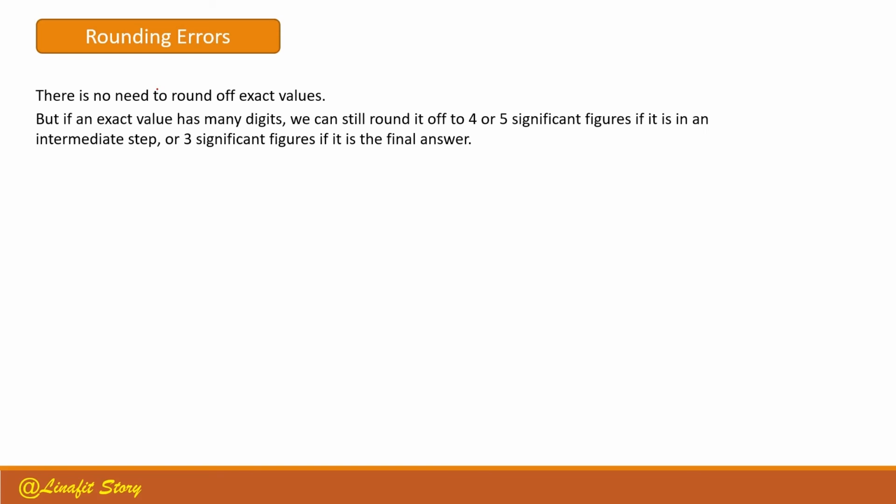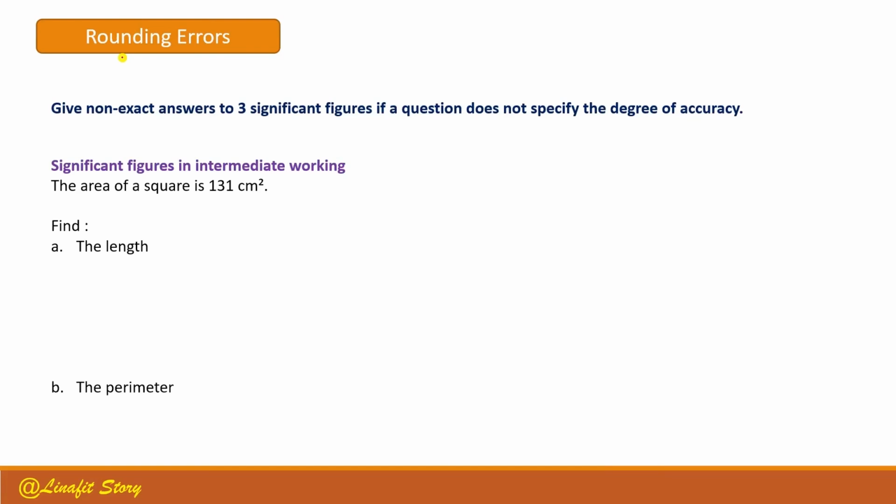This kind of error, which is due to rounding errors in the intermediate steps, is called follow-through error. Follow-through errors can occur if non-exact values in intermediate working are not rounded off to a sufficient degree of accuracy. Rounding errors give non-exact answers to 3 significant figures if a question doesn't specify the degree of accuracy.